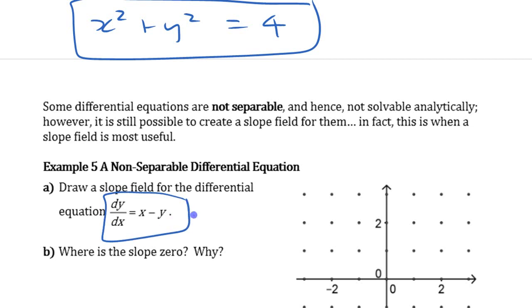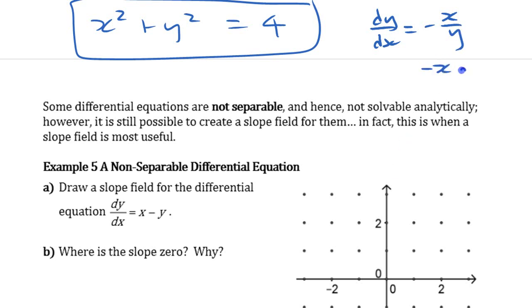To be able to separate it, you have to be able to write it as the product of two different things. Like the one we had before, dy dx was negative x over y. You could write this as negative x times 1 over y.